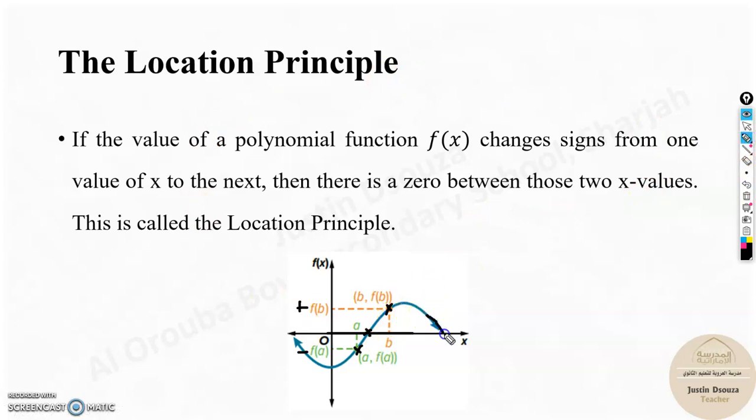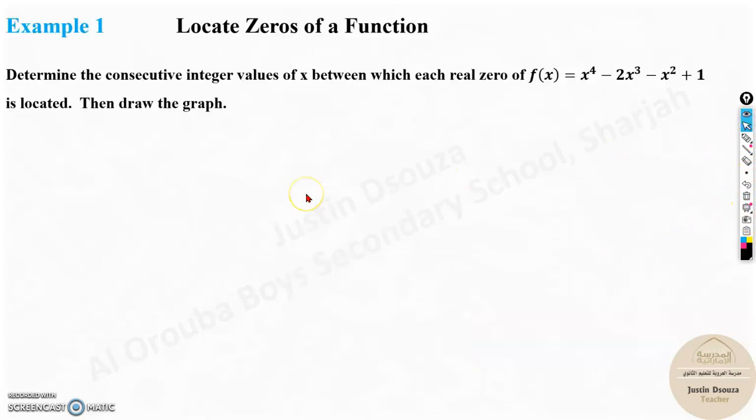Even if you extend this, consider 2 points over here and over here. You will have a positive, negative answer, and then there will be a solution. There will be a zero between these two values. That is the location principle.